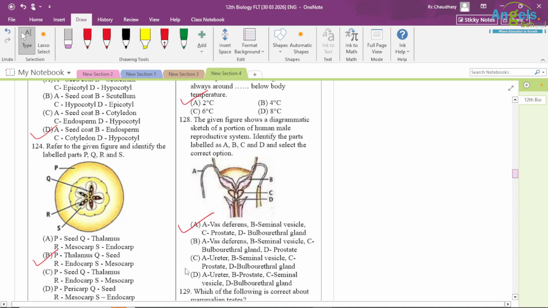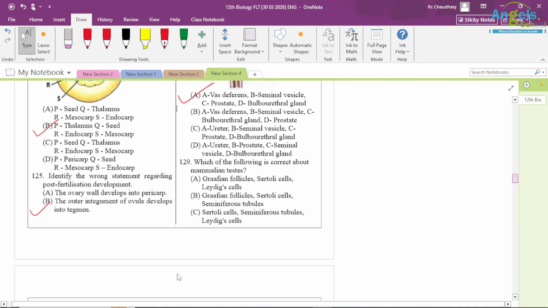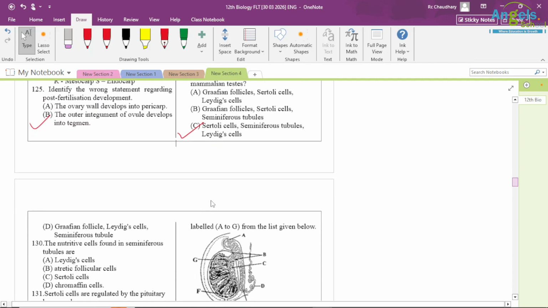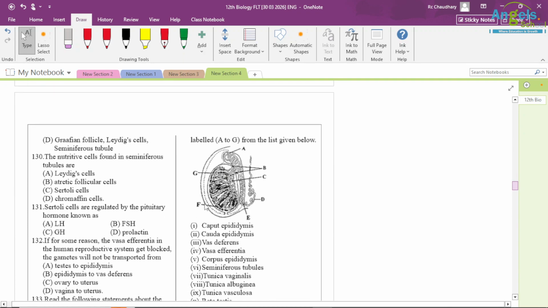Which of the following is correct about mammalian testes? Sertoli cells, seminiferous tubule, and Leydig cells are present in mammalian testes. Graafian follicles are present in a female. The nutritive cells found in a seminiferous tubule are the Sertoli cells. The Sertoli cells are regulated by the primary hormone known as FSH.